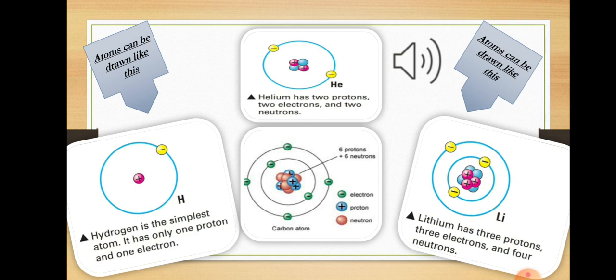Now there is an audio you have to understand very well. There are some examples: hydrogen, helium and lithium. As we can see, hydrogen is the simplest atom and it has only one proton and one electron. So there is only one electron and one proton. And in helium, two protons and two electrons. Carbon atom, 6 protons, 6 neutrons and 6 electrons. And lithium has 3 protons, 3 electrons and 4 neutrons. Now listen to the audio.